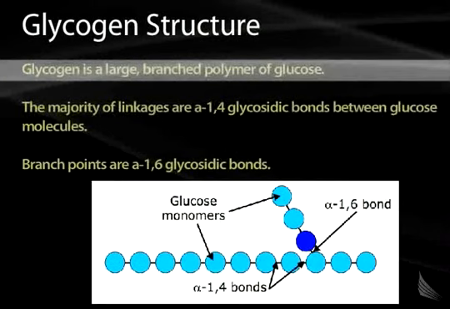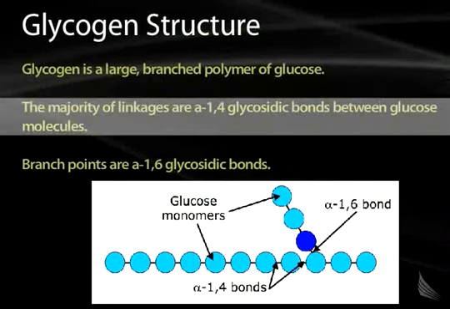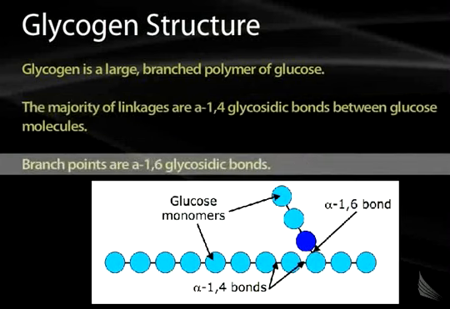Now, glycogen is a large branched polymer of glucose. The majority of linkages are alpha-1,4 glycosidic bonds. These are ether linkages between oxygens in adjacent glucose molecules. There are also some alpha-1,6 glycosidic bonds, and these form branch points in the glycogen molecule. Now, this is important because if you had to store all glycogen molecules as long chains, they would take up a lot of room. But by creating these branch points, you're able to make glycogen into a more compact structure so that it's more easily stored, and so that the degradation is more efficient.